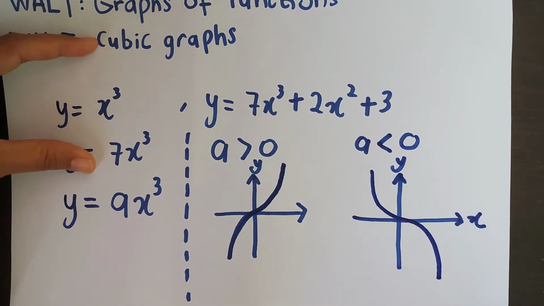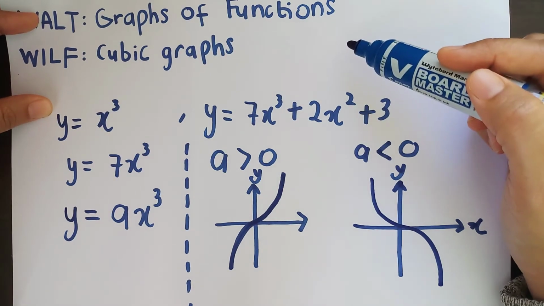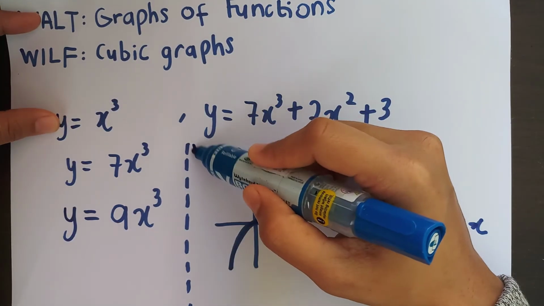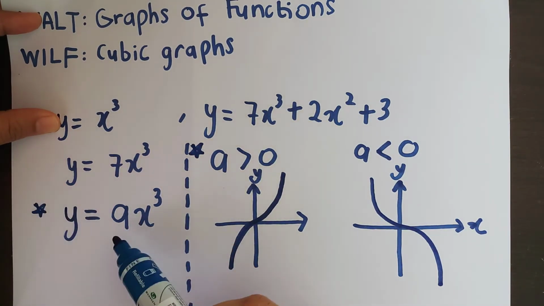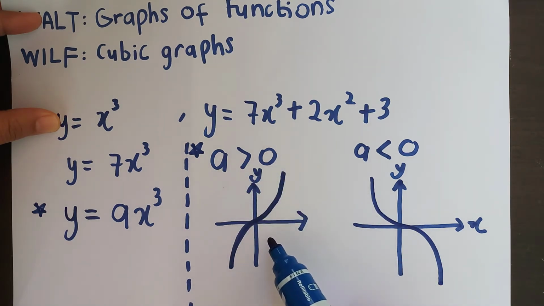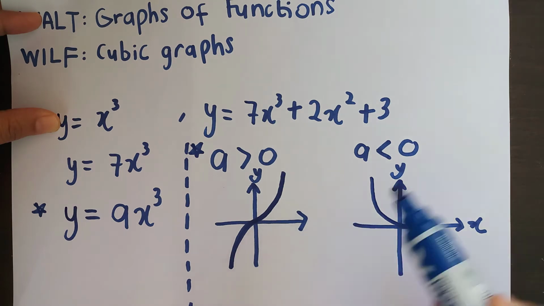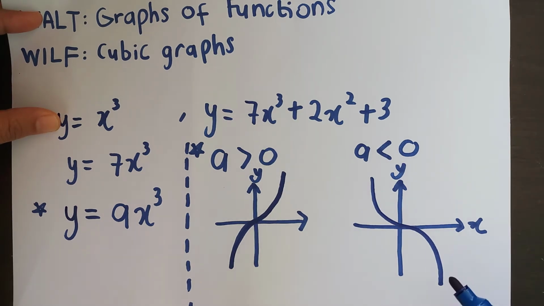Please make sure you take your exercise book and copy the work, and copy the graph here. This is the general equation of a cubic function. When your a is positive, that is the basic curve. When your a is negative, this is the basic curve. Please remember this. It's going to be very easy for you to apply the knowledge later if you remember the shape of the graph.